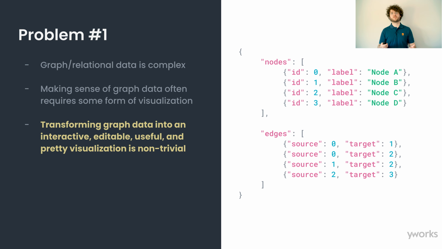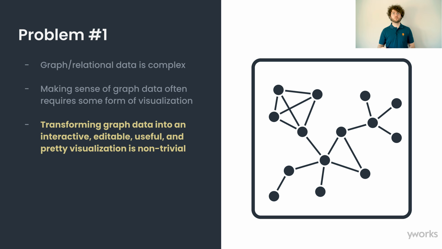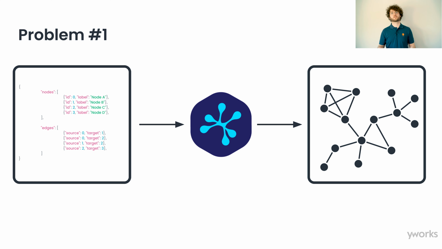And making sense of graph data isn't easy because we often need some kind of visualization of it to really understand what's going on. But turning, let's say, this JSON into some kind of useful network visualization is itself non-trivial. And this is where yFiles comes in, because yFiles is a modern SDK available to web, Java, and WPF developers, as well as now Avalonia developers, that allows you to create powerful network visualizations with ease.